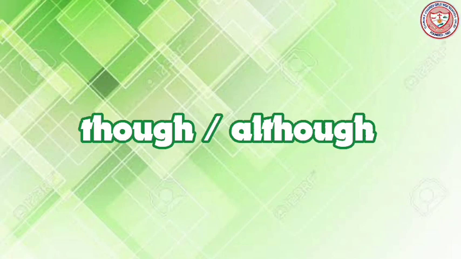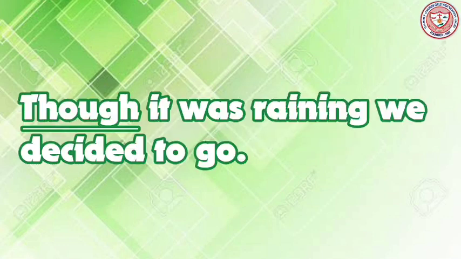Next one is though or although. Though or although is used as a conjunction to mean despite the fact that. You can put though at the beginning, in the middle, or at the end of sentences. For example, though it was raining, we decided to go.